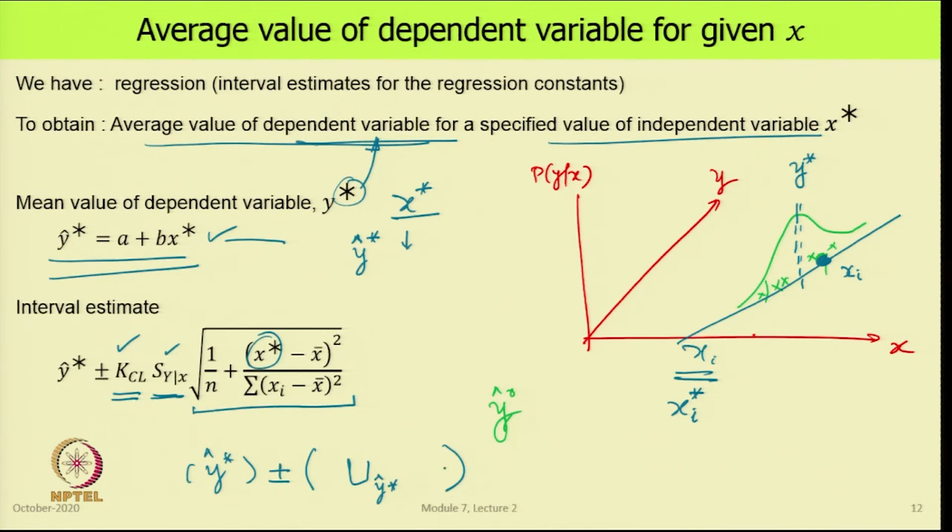And again, like the previous case, here also, if x star is very close to x bar, then we have the minimum uncertainty that you can expect, the smallest interval at x star equal to x bar. This first term will become 0, but the second term remains, so it is still finite. So, it is the minimum.